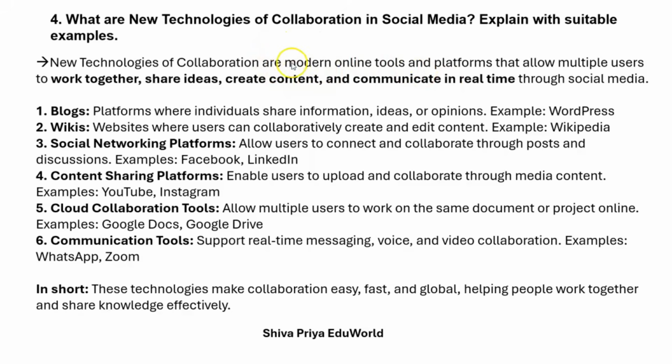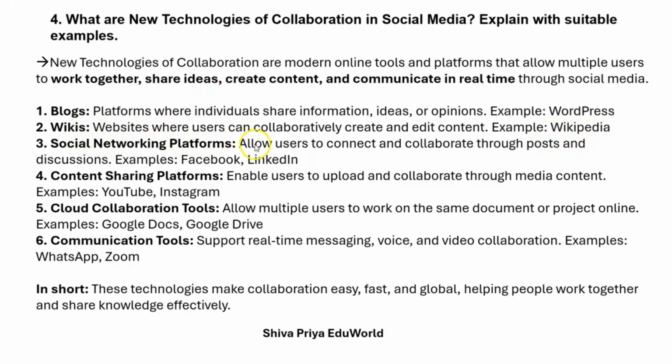This is about the new technologies of collaboration in social media. For example, blogs, wikis, social networking platforms, content sharing platforms, cloud collaboration tools, communication tools. These are all the new technologies of collaboration in social media. Blogs means the platform where individuals share information, ideas, or opinions. For example, WordPress. And wikis, websites where users can collaboratively create and edit the content. For example, Wikipedia.